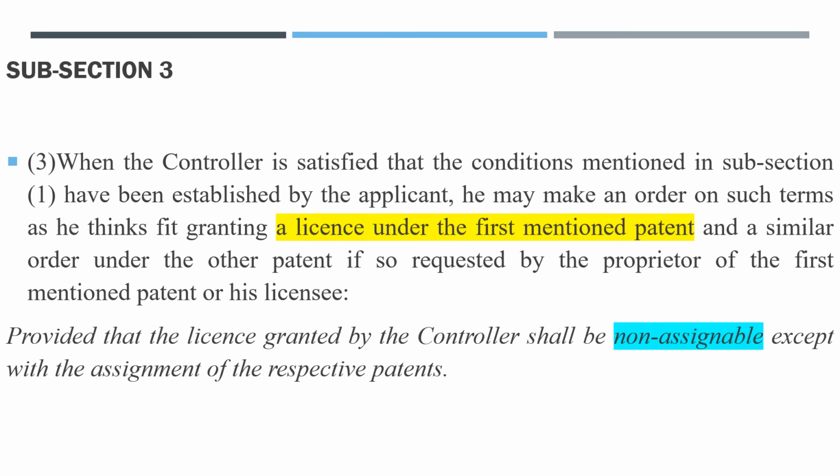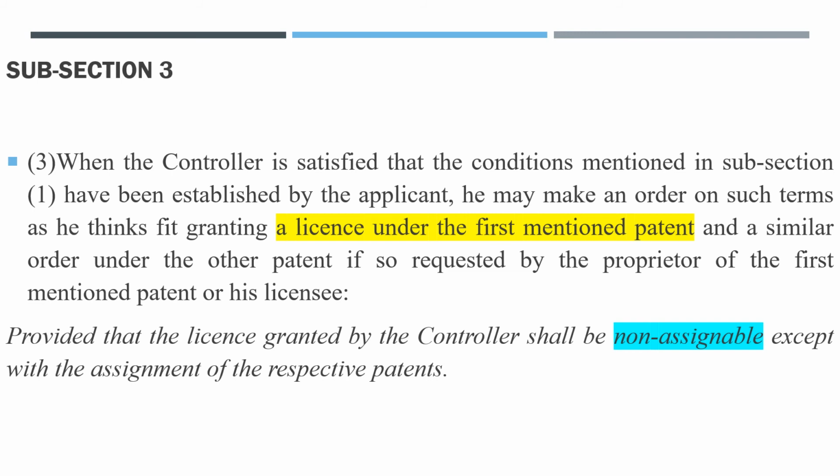Subsection 3 says, when the controller is satisfied that the conditions mentioned in subsection 1 have been established by the applicant, he may make an order on such terms as he thinks fit, granting a license under the first mentioned patent and a similar order under the other patent if so requested by the proprietor of the first mentioned patent or his licensee, provided that the license granted by the controller shall be non-assignable except with the assignment of the respective patents. Okay, so here the key phrase is a license under the first mentioned patent, and the secondary key term is non-assignable.